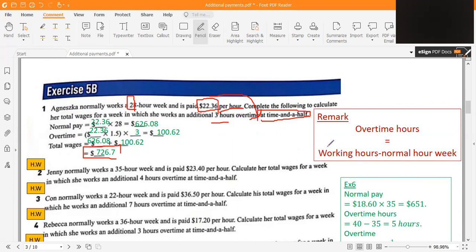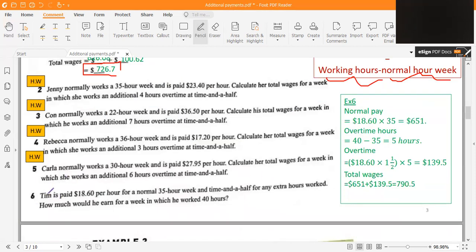How do we obtain the overtime hours? They can be computed by subtracting the normal hours of the week from the hours worked per week. Like in exercise 6, Tim is paid $18.60 per hour for a normal 35-hour week and time and a half for any extra hours worked. How much would he earn for a week in which he worked 40 hours? The normal number of hours is 35 per week, so the overtime hours equal 40 minus 35, so 5 hours. And we can continue to solve this question as the previous ones.